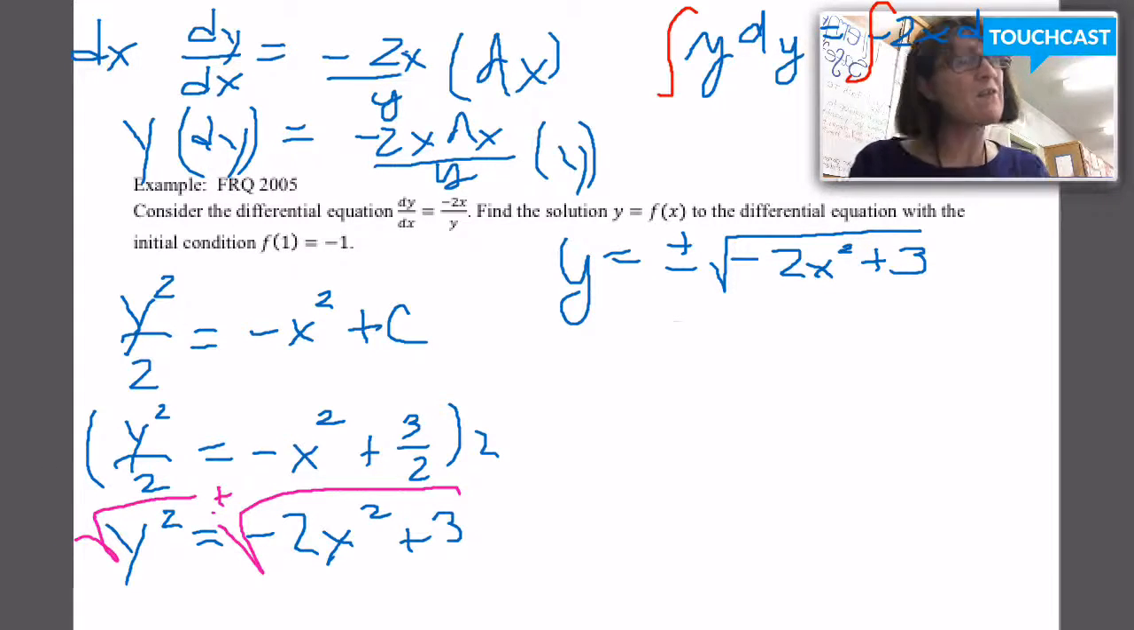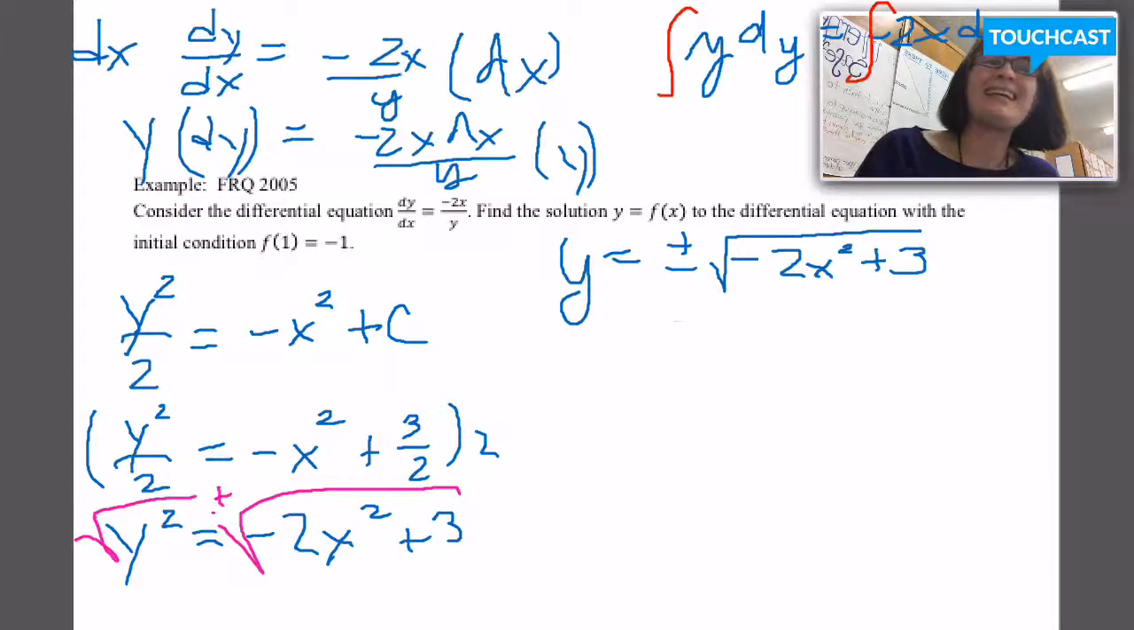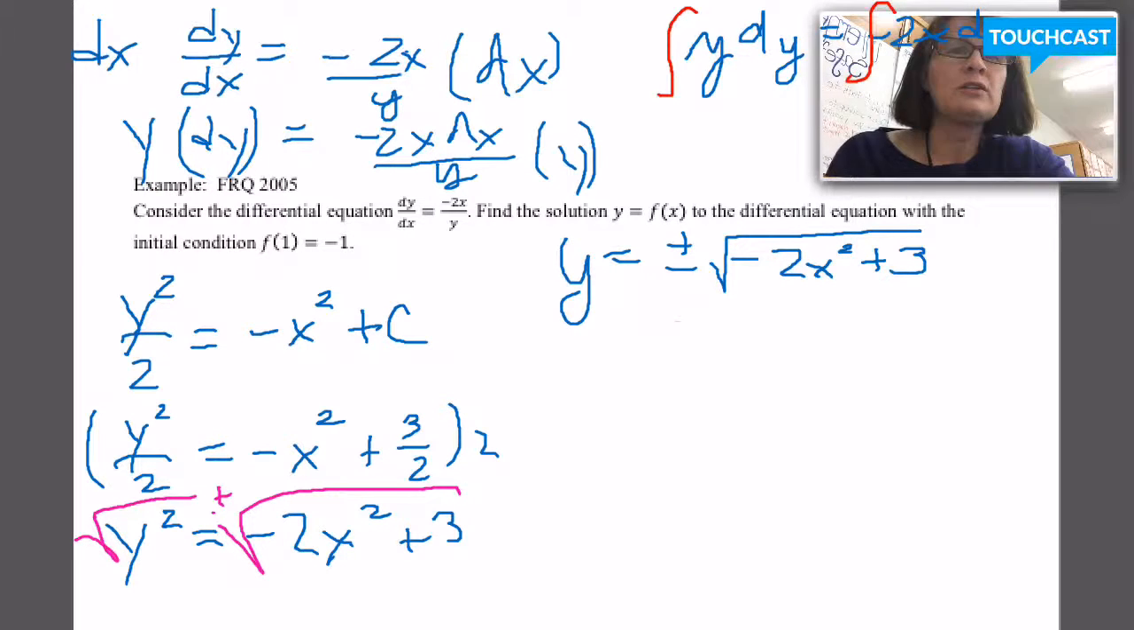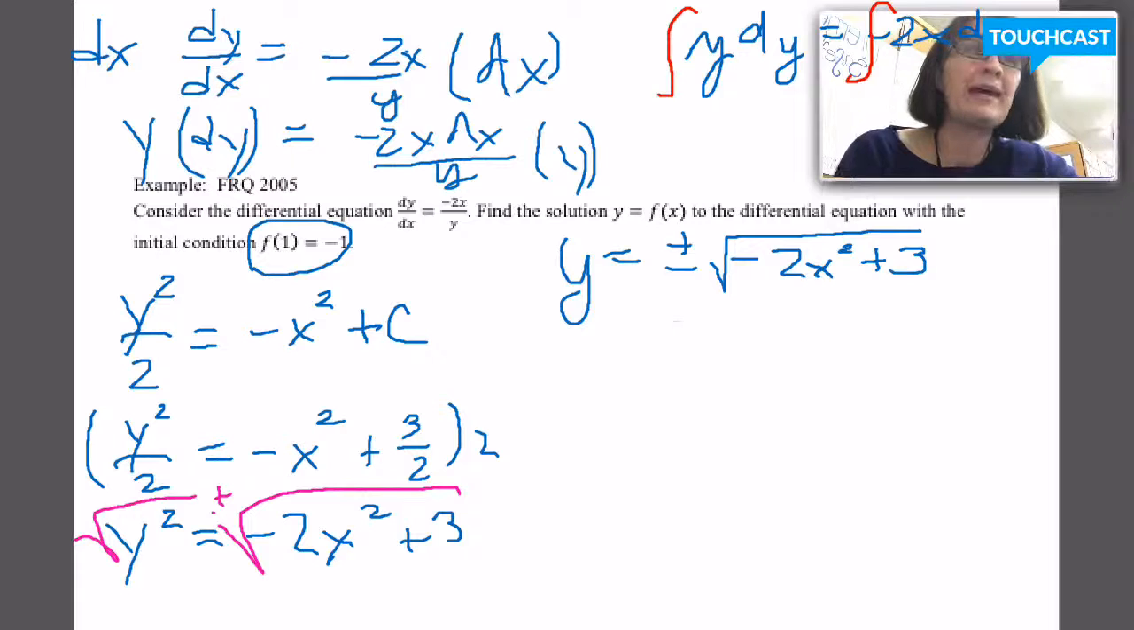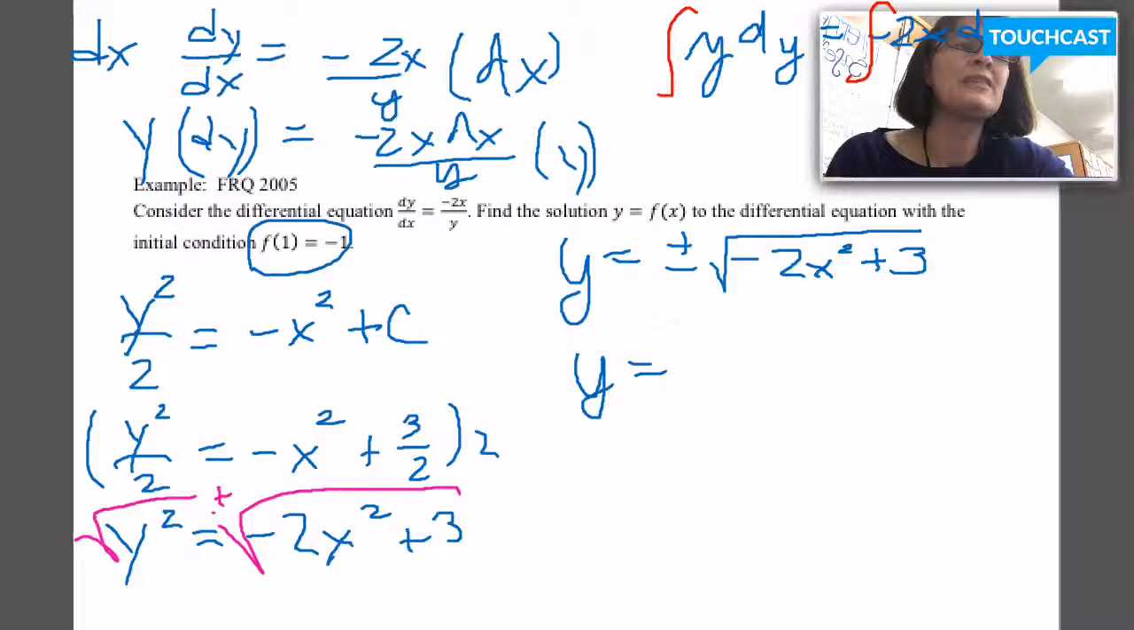And that's cool, except that's not a function. That plus and minus sign, if you actually graphed this, you would get sort of like a sideways parabola. It's not a function. We're going to have to choose either the plus branch or the minus branch. And the way you choose is by using that initial condition. So this initial condition here tells me that if I plugged in 1 for x, I should get a negative result for y. Well, that tells me that using the plus sign outside this radical won't work. I'm going to have to choose the negative branch. So y equals the negative square root of negative 2x squared plus 3.